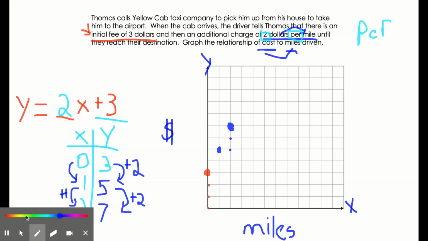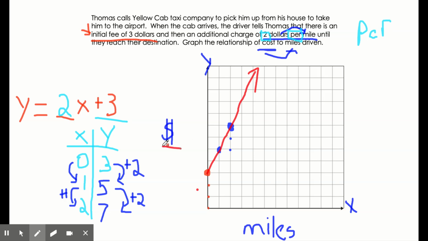So at this point, I have enough information to graph a line for my problem. So I'm going to go ahead and do that, starting at 0, comma 3, going up through my first 2 points, and trying to keep it as straight as I can, and then putting a little arrow at the end. So this is my graph that shows the relationship of cost, again shown here by my dollar signs, to miles driven. So the more miles that I drive, the higher my cost goes, and this is what we should be expecting in problems like this.